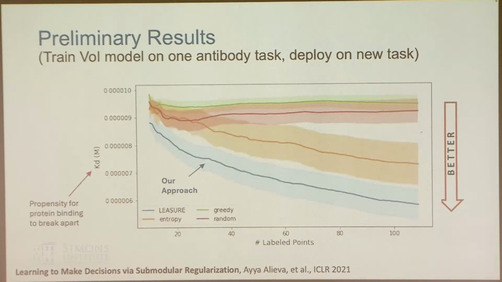And this is just one set of preliminary results that we had. This is in collaboration with Steve Mayo's group at Caltech. This is a relatively simple experiment, just a proof of concept. Here we're looking at the propensity for a protein binding to break apart, which is a KD, a common metric used in antibody design. And the value of information model here was trained on one antibody task, pre-trained, and it was just used on a new task. So here is an example where we are able to do some amount of out-of-distribution generalization, although, of course, more experiments are needed to see if this kind of approach can be used at a broader and larger scale.